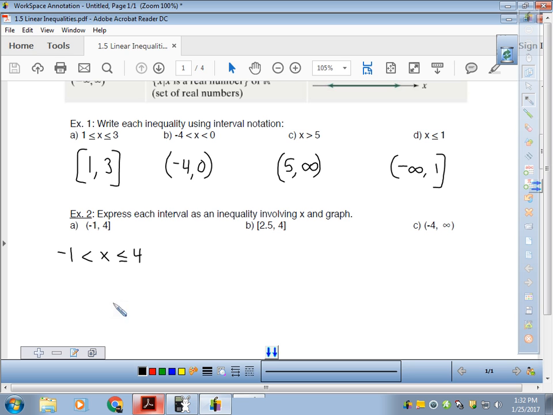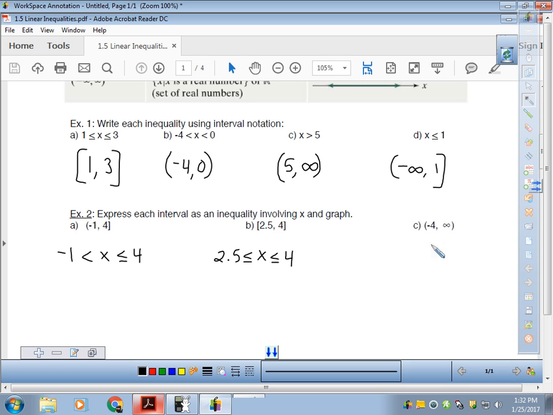Okay. Letter B, we got 2.5 to 4, both of them in brackets. So that would be 2.5 is less than or equal to x is less than or equal to 4. Again, this says that x is between 2.5 and 4. We have our equal to's because they are both in brackets.